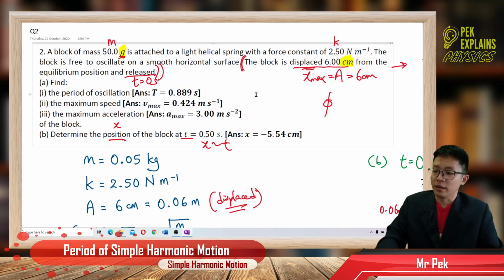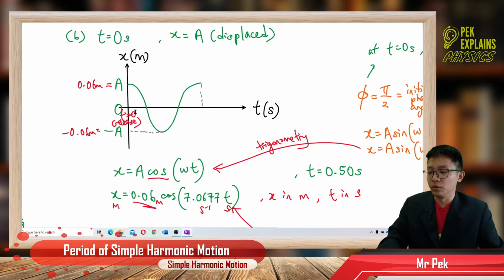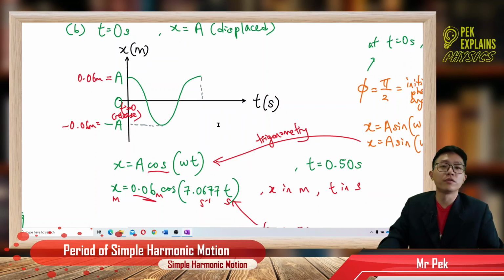Okay. All right. And if you release from the amplitude, if the time starts from the amplitude, then your equation is a cosine equation, because if you release from the amplitude, it is a cosine graph. Okay? And that's all for these questions. See you in the next question.